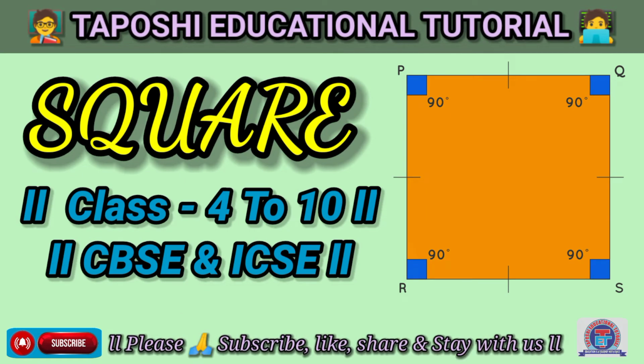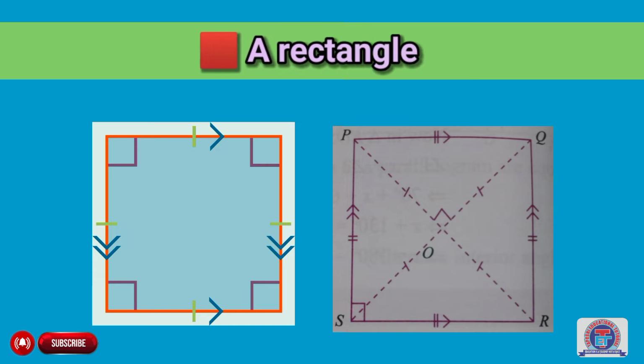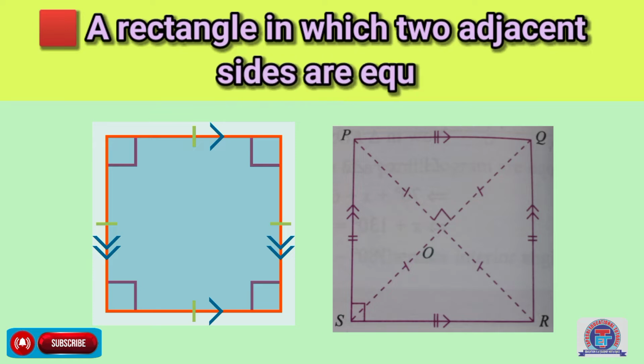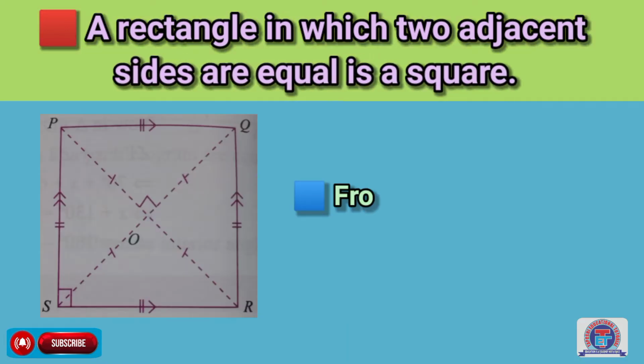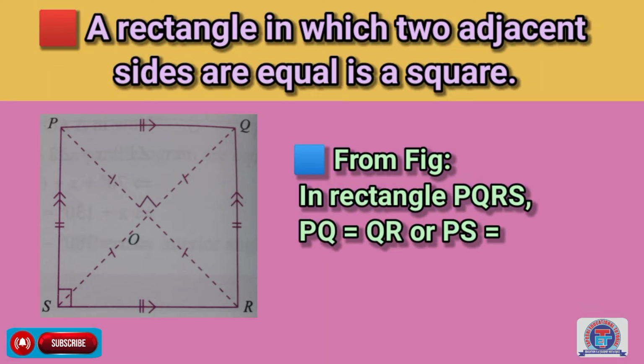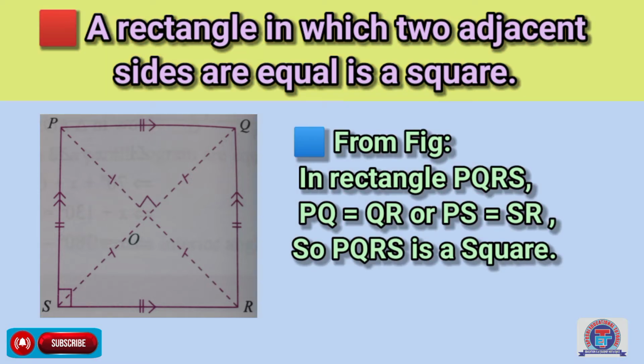Dear student, in this diagram you observe PQRS is a square. A rectangle in which two adjacent sides are equal is a square. In rectangle PQRS, this is a given figure, so we can write PQ is equal to QR or PS is equal to SR. So PQRS is a square.